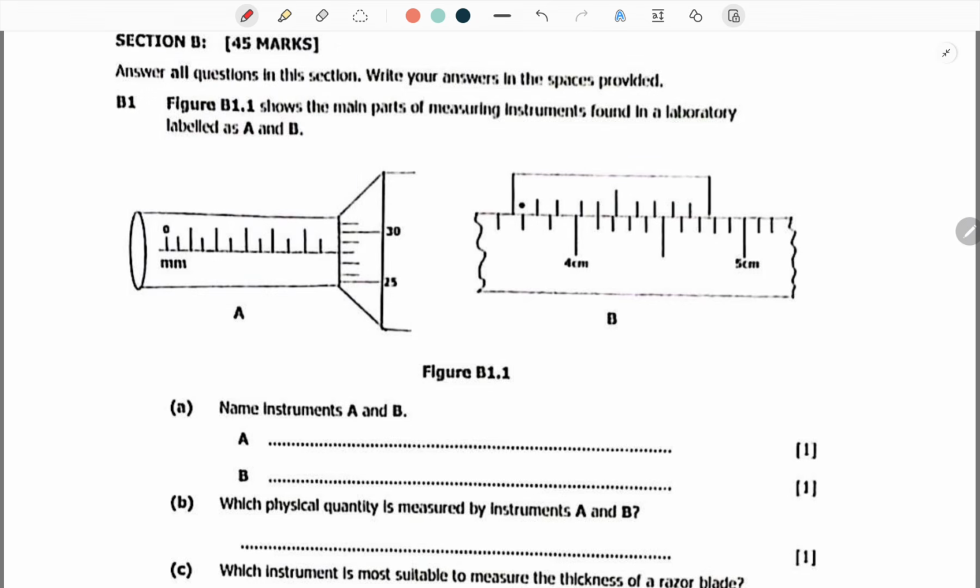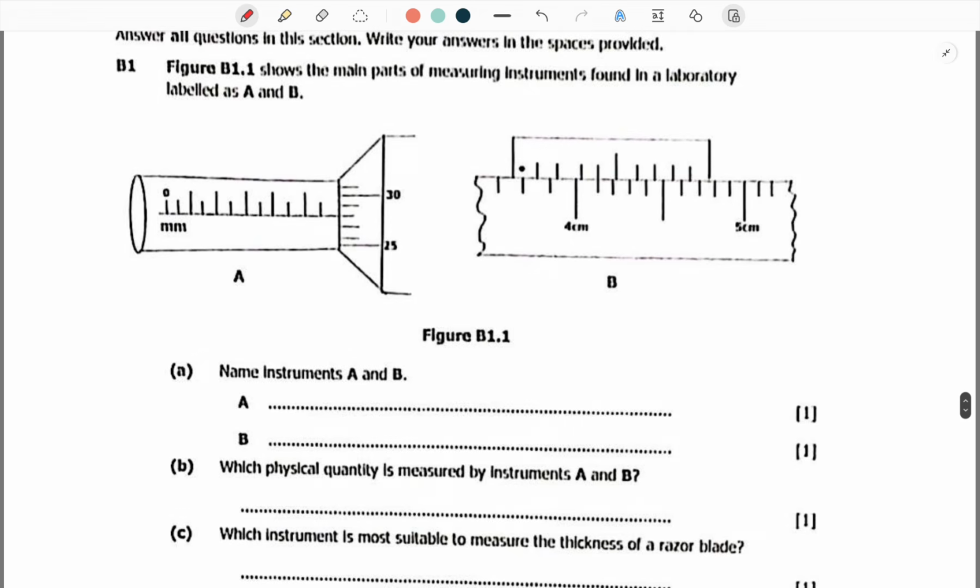Figure B1.1 shows the main parts of measuring instruments found in a laboratory labeled A and B. Then they are saying, name the instrument labeled A. Of course, the instrument labeled A is simply a micrometer screw gauge, and the one labeled B is a vernier caliper.